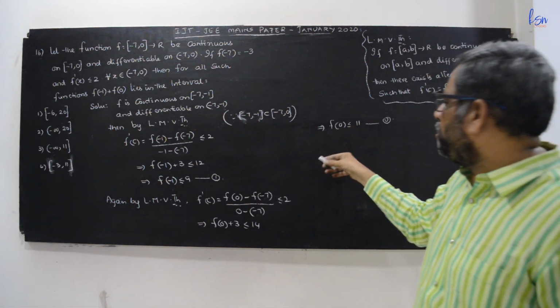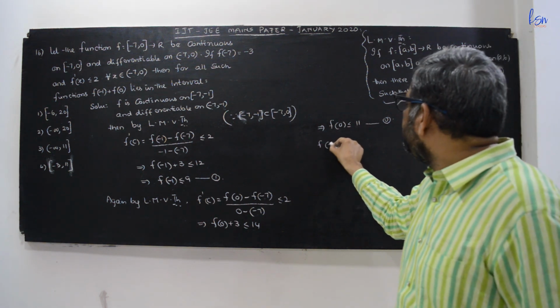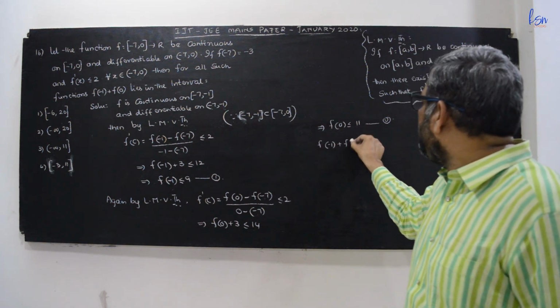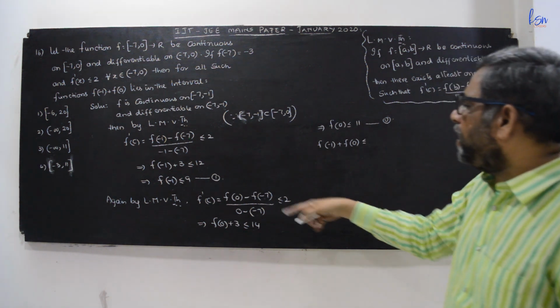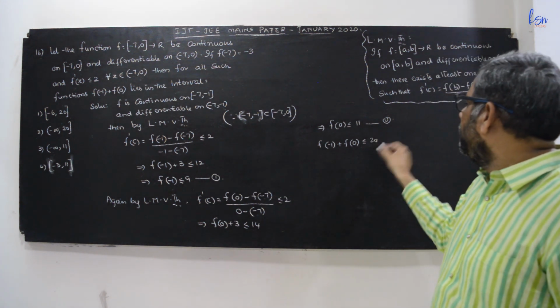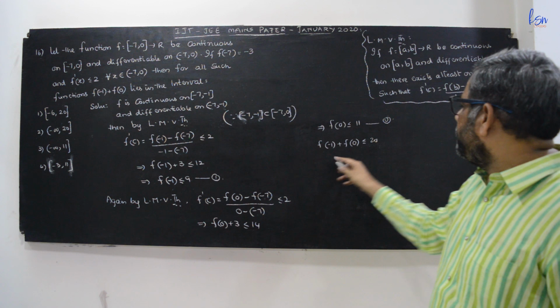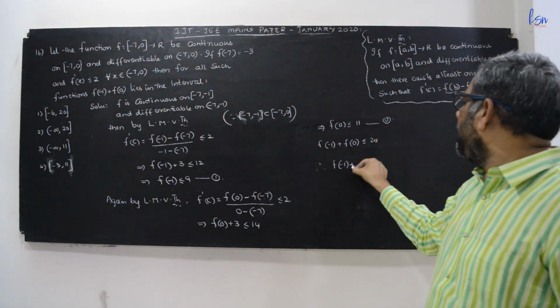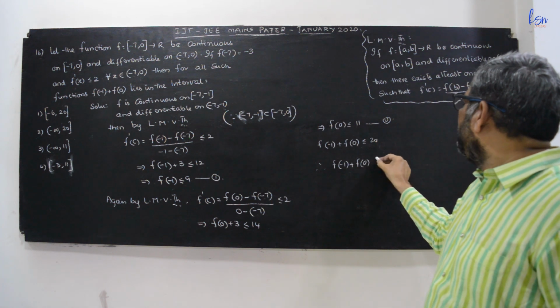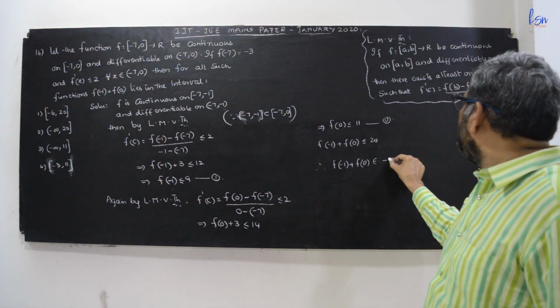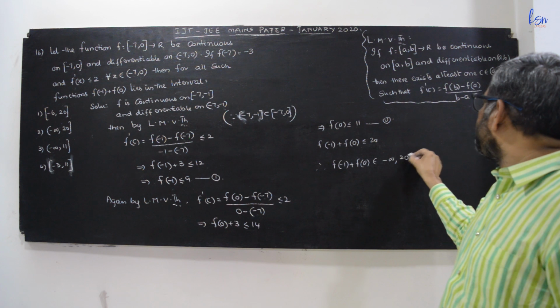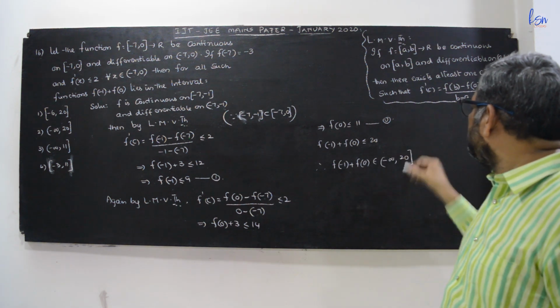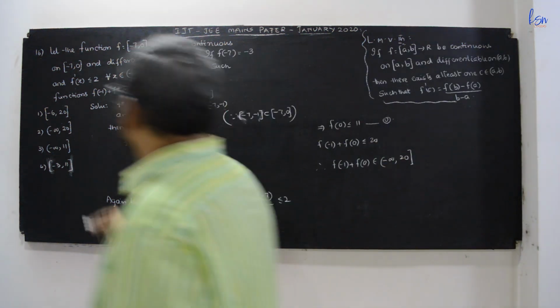From 1 and 2, f of minus 1 plus f of 0 is less than or equal to 9 plus 11, that is 20. So this is less than or equal to 20. Therefore, f of minus 1 plus f of 0 lies in the interval minus infinity comma 20. This is closed. So the option is the second one.